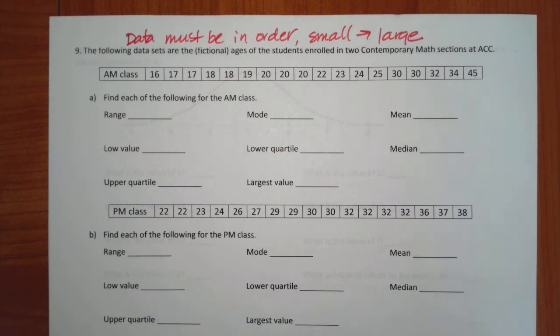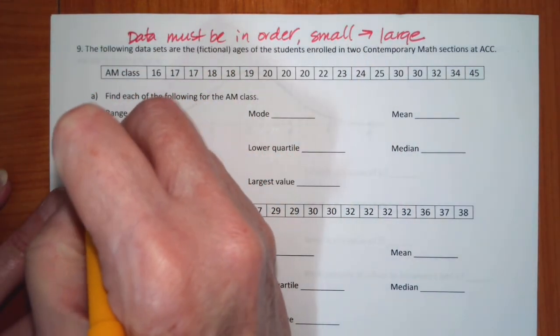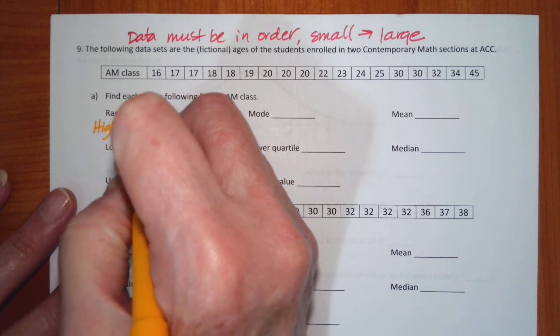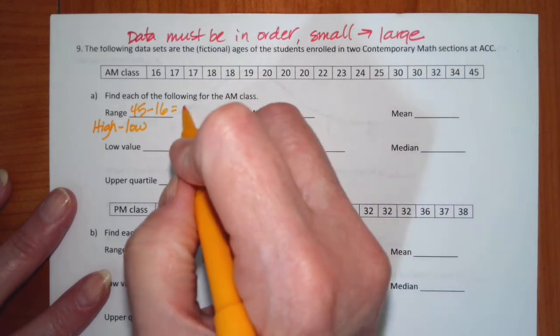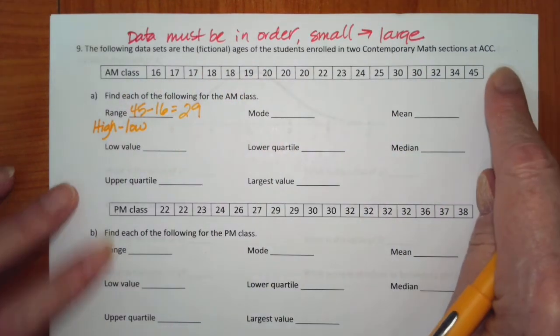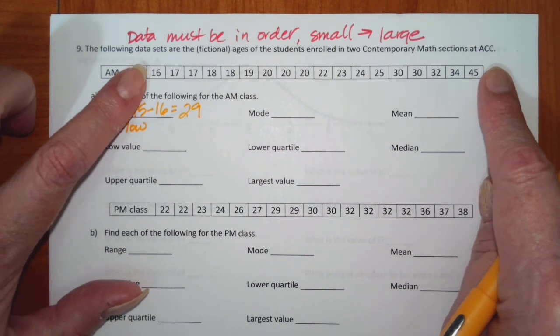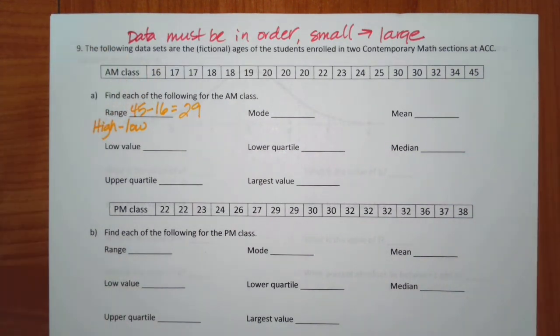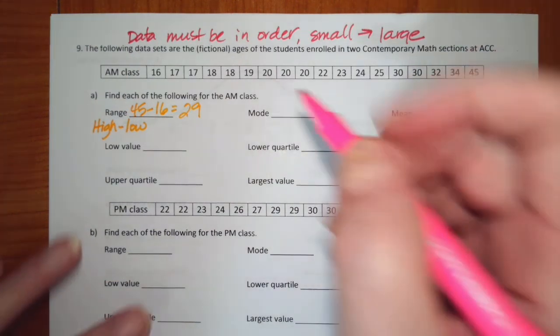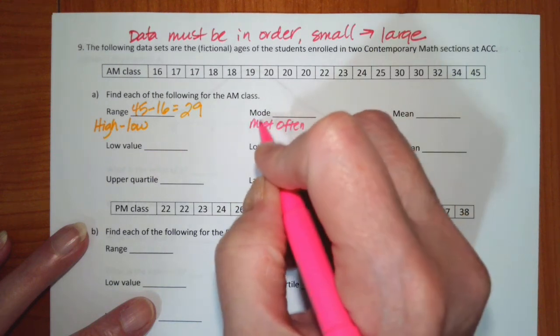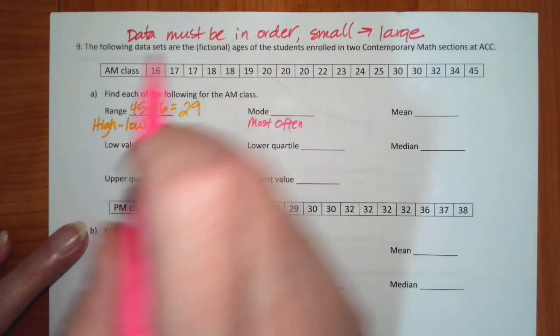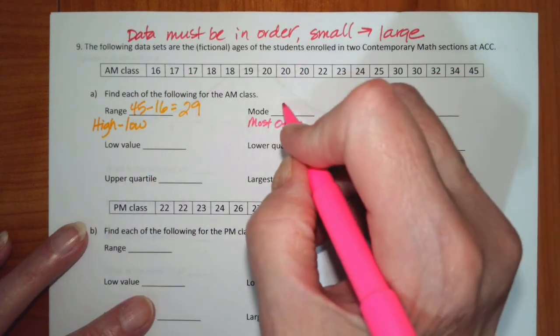Well, we know what the range is. The range is the high minus the low. So in this situation it is going to be 45 minus 16, which gives us 29. That means there's a variation of 29 between the high and the low. So that goes with variation. The mode is most often, MO, most often. And you can see that the data value that occurs most often is 20.